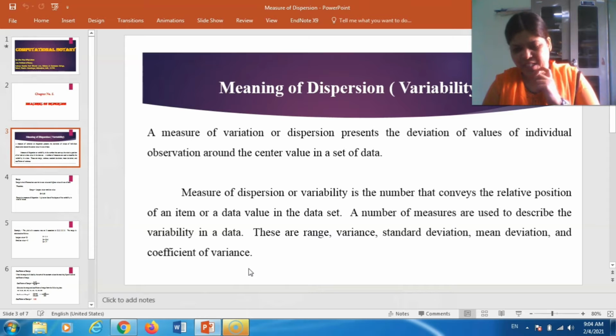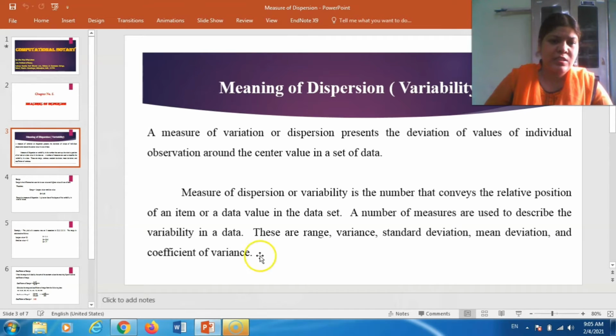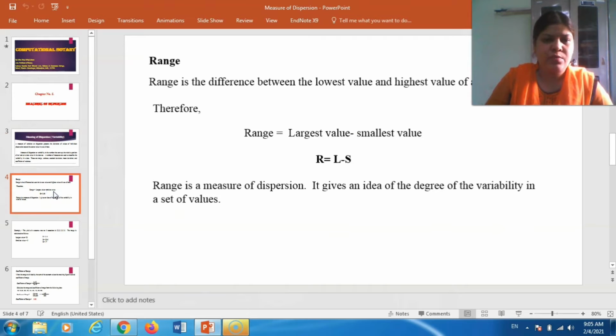Mean deviation has its drawbacks because it comes in a negative value, and range is not reliable, like in central tendency, median and mode. They are also not so reliable scientifically. Likewise the range is simple but it is not reliable scientifically. So let us see one by one. First we are going to see range.